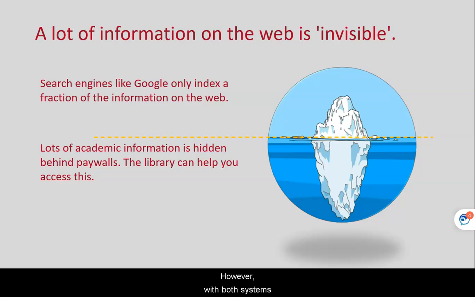However, with both systems, the results you can actually see are often just the tip of the iceberg. Lots of the academic information can be hidden behind paywalls. You may already have had the experience of finding a good academic article or report on Google or Google Scholar, but when you try to access it, you are asked to pay for the article or subscribe to a journal.